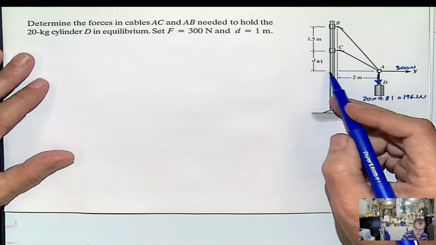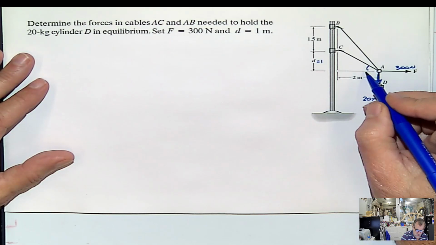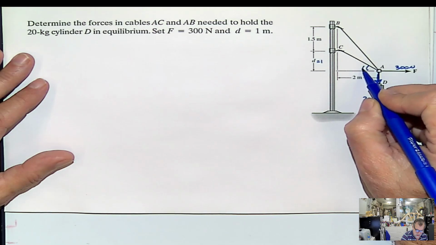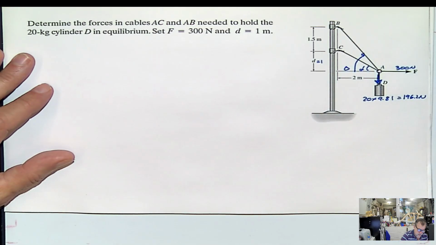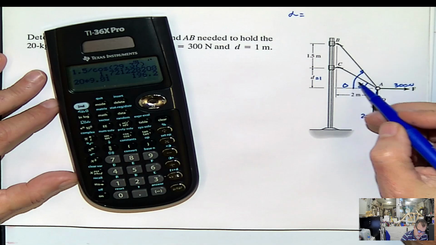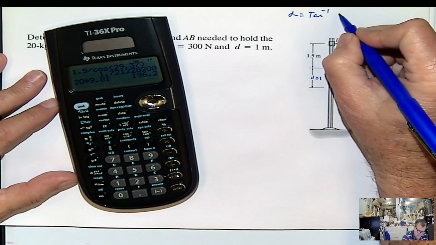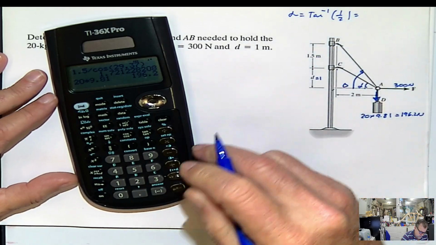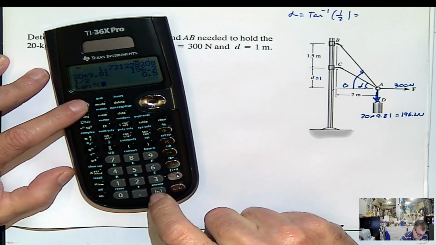Why do I need this distance? Because I need to calculate these angles. If I want to calculate this angle, let's say this angle is alpha and this angle here is beta. So alpha is the inverse tangent of 1 divided by 2.